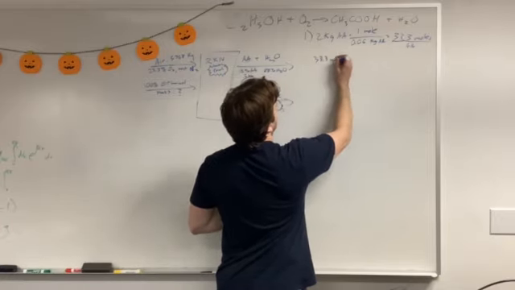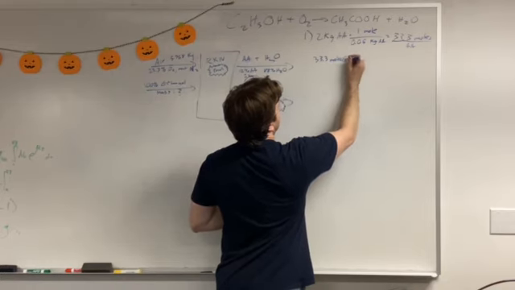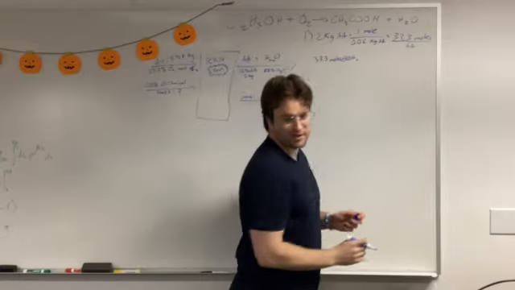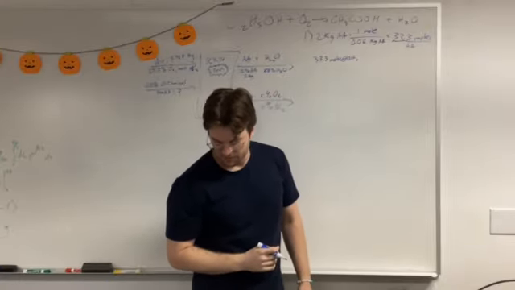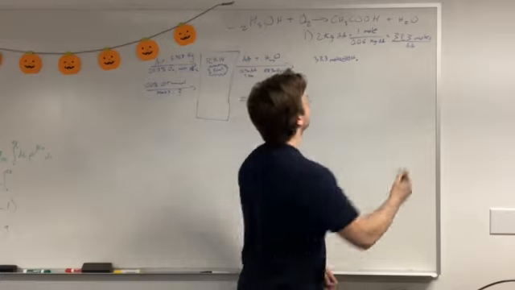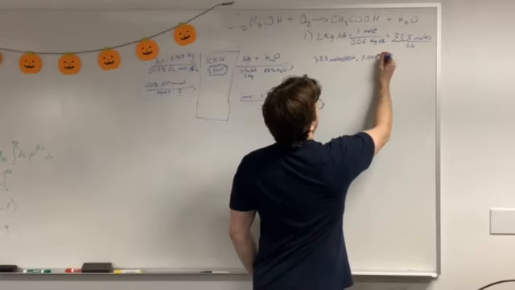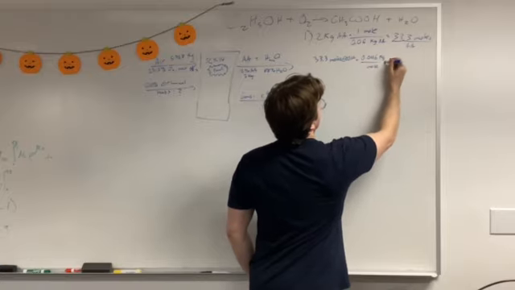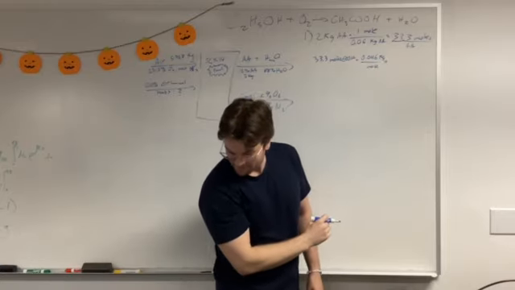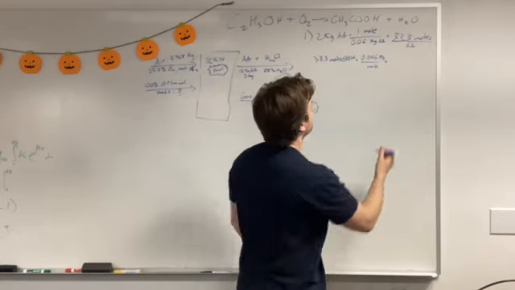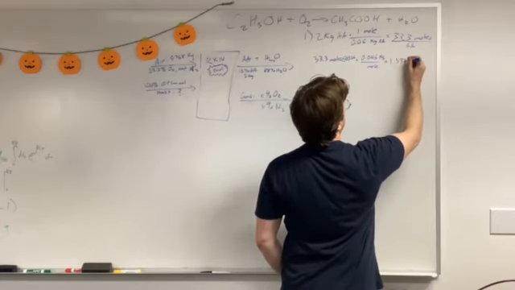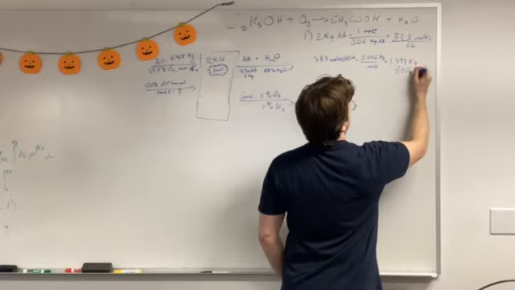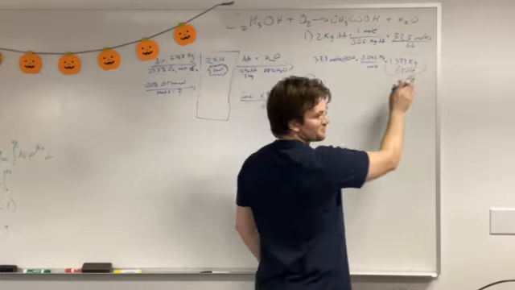So 33.3 moles of ethanol times the molar mass of ethanol, which is 46 grams, so 0.046 kilograms per mole, equals 1.533 kilograms of ethanol. So that's the answer to the first one.